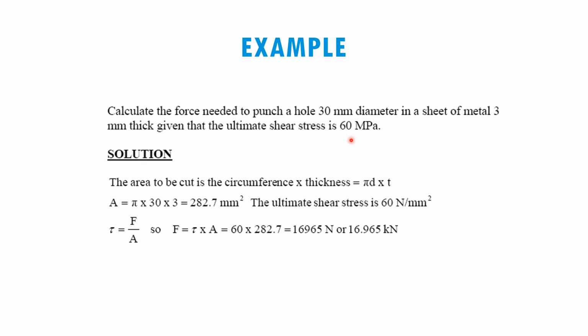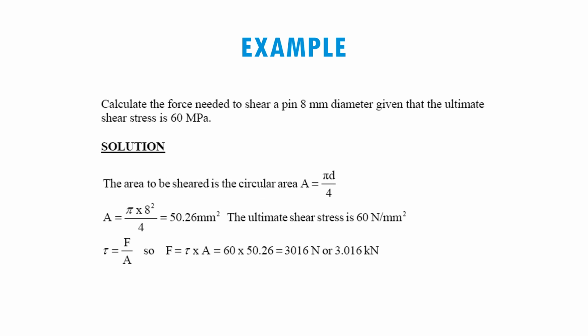Tau is given as 60 MPa. You have to calculate the A, and then when you put it together, you will get this value. And this question is still the same for shear, but a different condition, which is shearing a pin. So you can find the value of A, and then you put tau equals 60 times the area, and then you will get the value 3060 Newton.